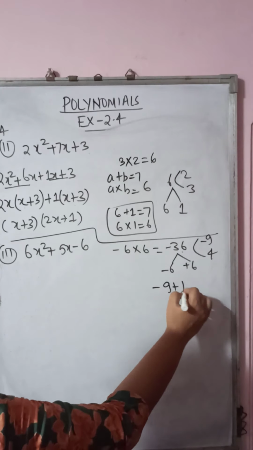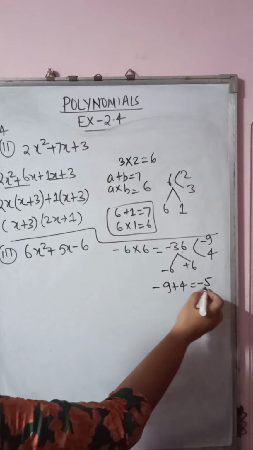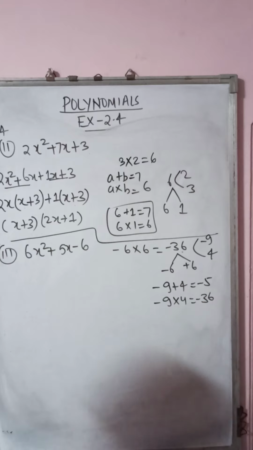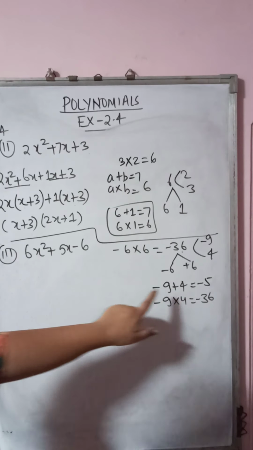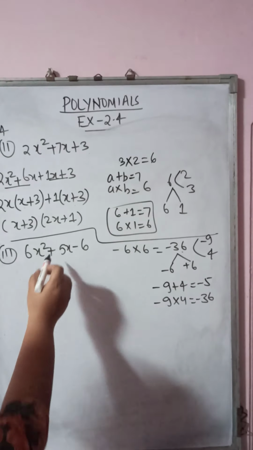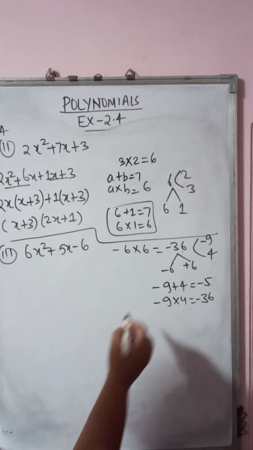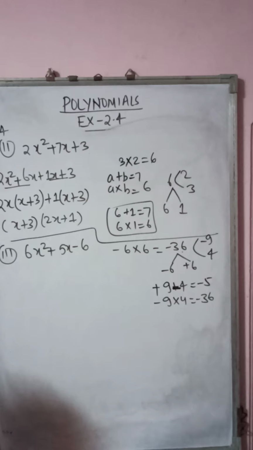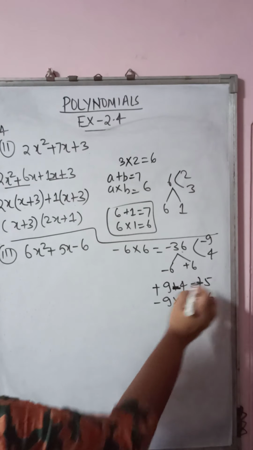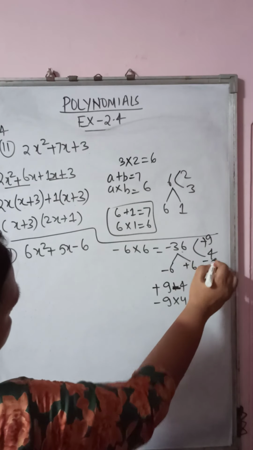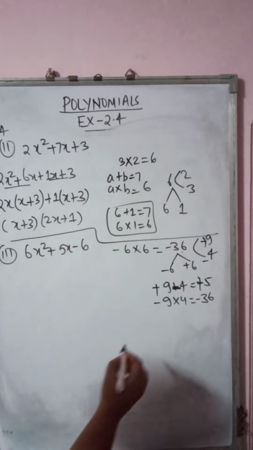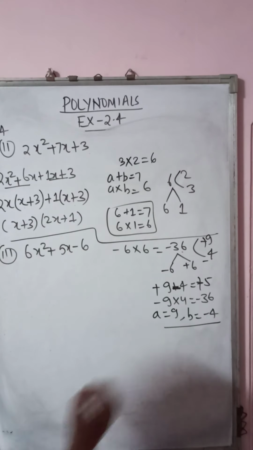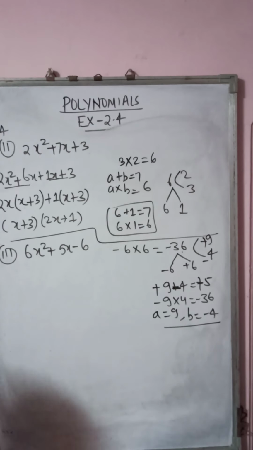So minus 9 plus 4 will be equal to minus 5, and minus 9 into 4 will be equal to minus 36. So minus 5, okay, no, it is plus 5. So the sign of the bigger number should be plus and the sign of the smaller number should be minus. So this is how we will get plus 5. So plus 9 and minus 4. So my A will be 9 and B will be minus 4. So these are the two factors.